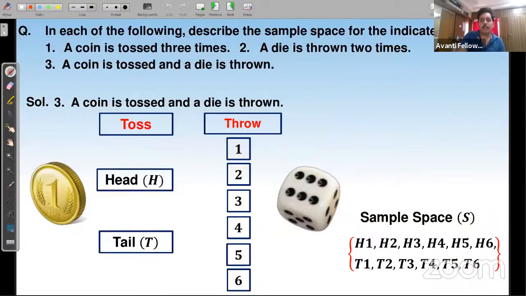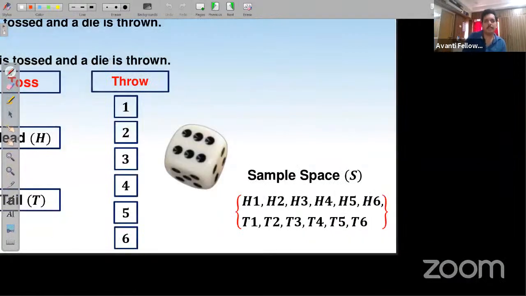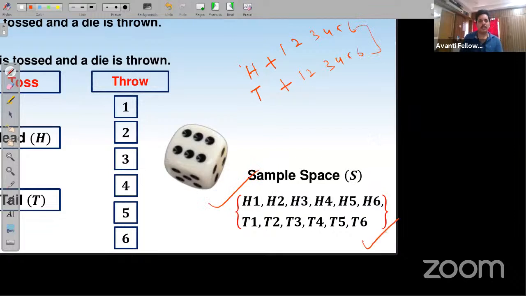Now, it is one coin tossed and a die thrown. Look at here. For the coin I will have head or tail, and for the die I will have 1, 2, 3, 4, 5, 6. So head with all these, and tail with 1, 2, 3, 4, 5, 6. Total 6 plus 6, how much? It is 12. So this is my sample space. Is everyone clear? There is no confusion regarding the sample space, right?